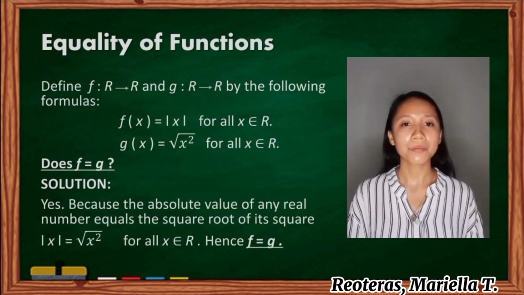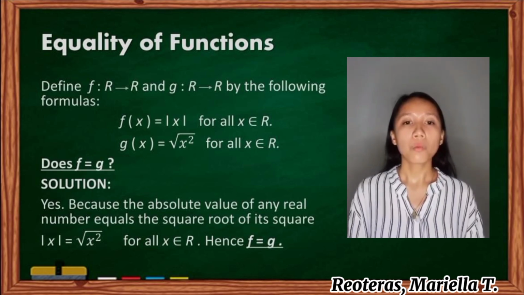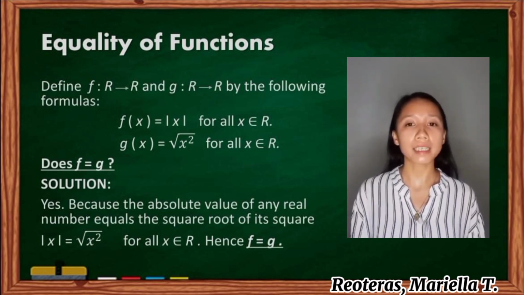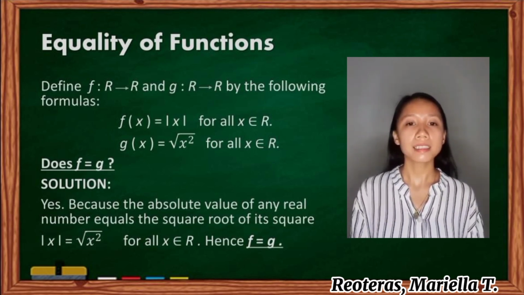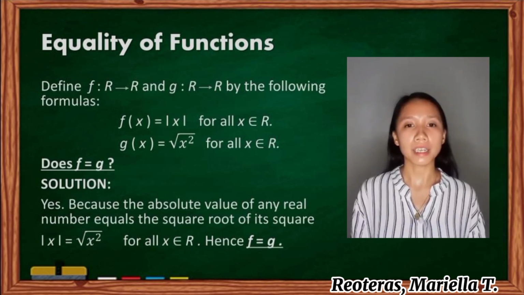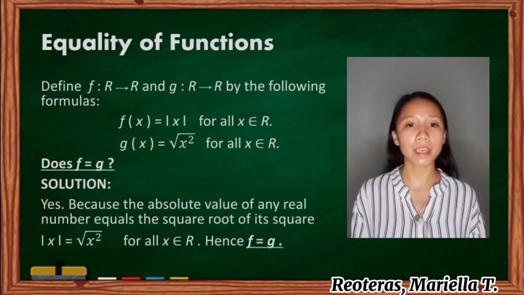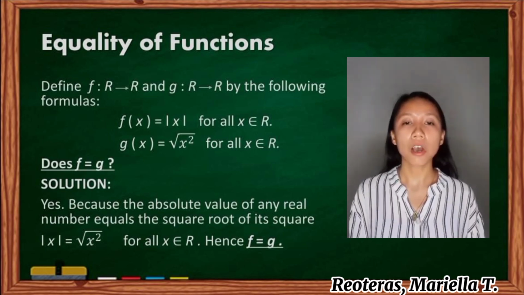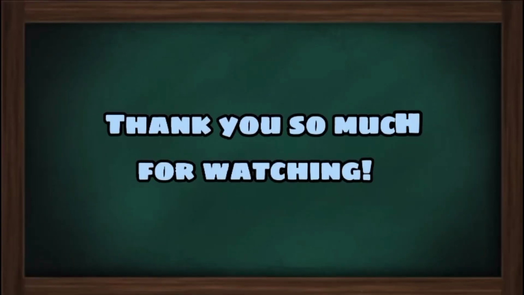What do you think? It is yes, because the absolute value of any real number equals the square root of its square. The absolute value of x equals the square root of x squared for all x elements of R. Hence, f equals g. Two functions are equal if they have the same domain and codomain, and their values are the same for all elements of the domain.